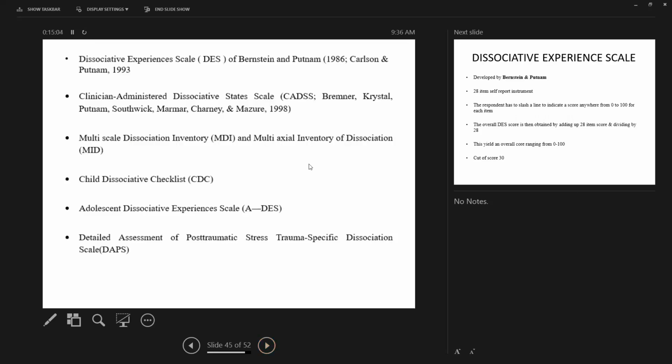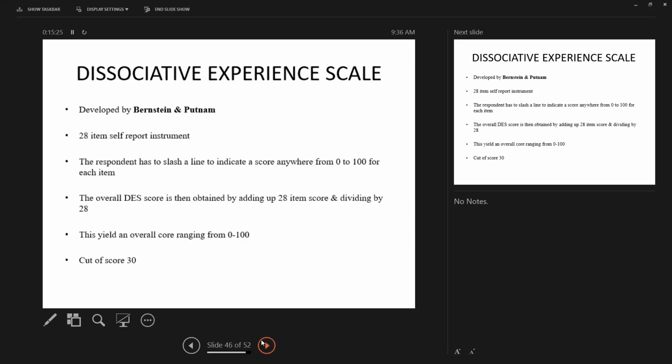Now, assessment of dissociation. So we have various scales: the Dissociative Experiences Scale given by Bernstein, the Clinician-Administered Dissociative States Scale, the Multiscale Dissociation Inventory, the Child Dissociative Checklist, the Adolescent Dissociative Experiences Scale, and the Detailed Assessment of Posttraumatic Stress trauma-specific dissociation scale.